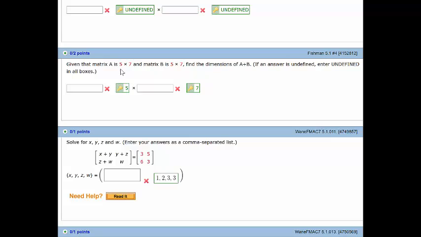Next, this is 5 by 7, 5 by 7. So definitely you can add and dimension will be same, 5 by 7.